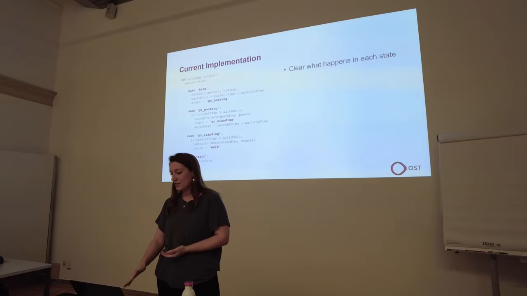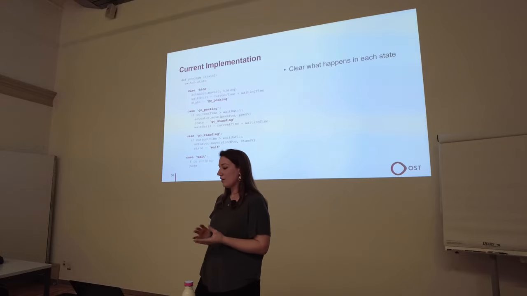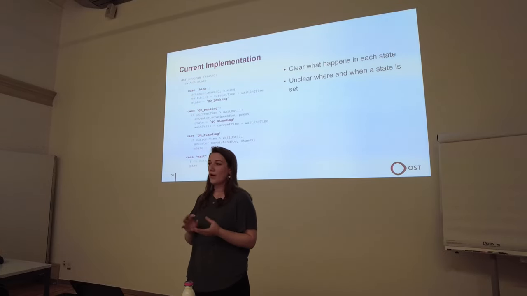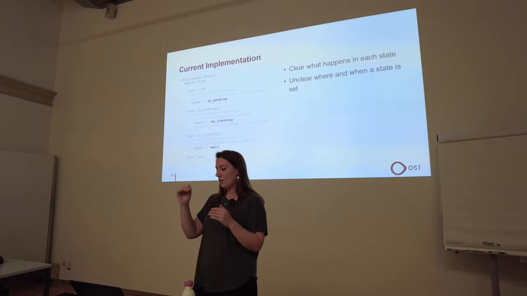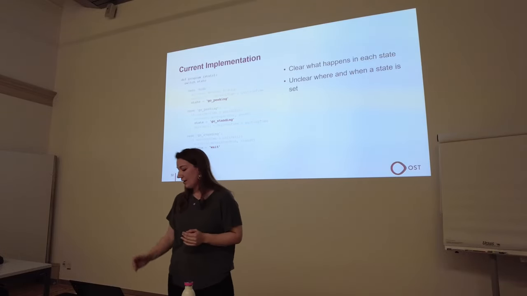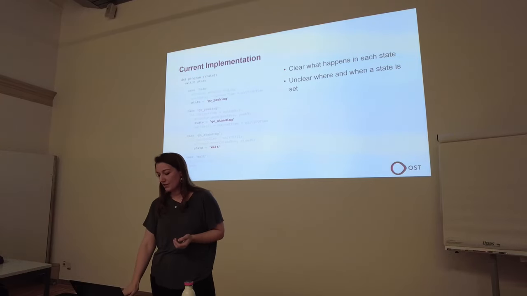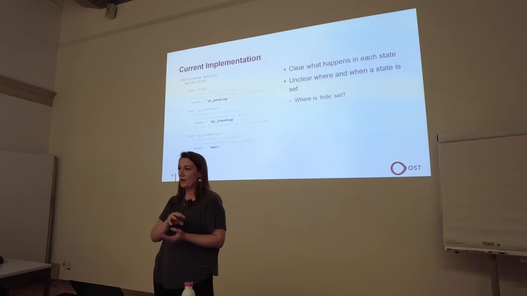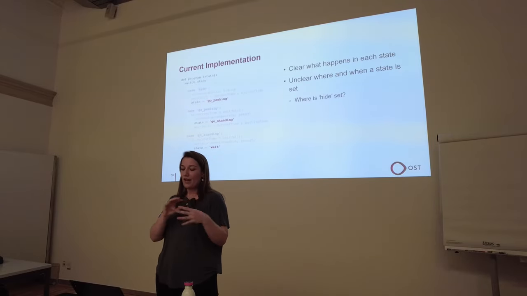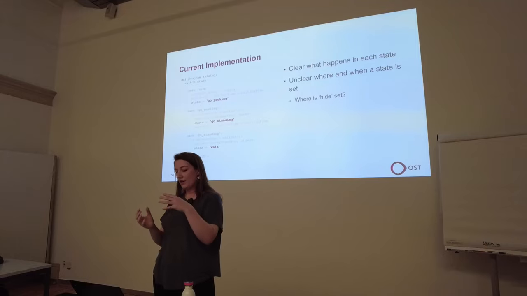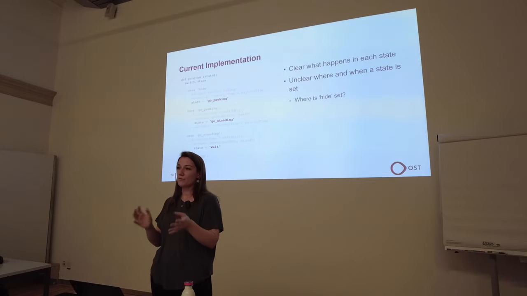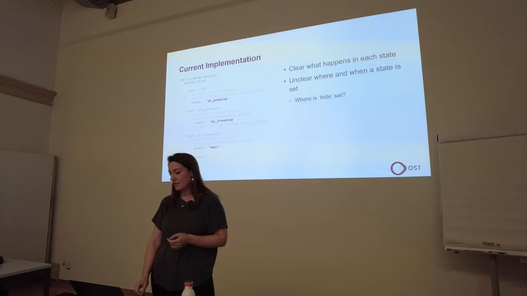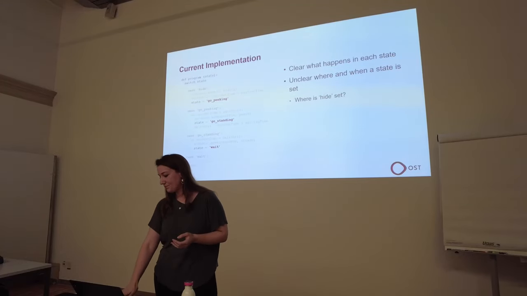So what you can see is it's clear what happens in each state. But what you don't see is where and when the state is set. For example, go peeking is set in the state before, in the switch case statement before. But hide is set outside of this program. So everywhere you have access to the state variable, you can set the state. So if you want to introduce a new step, you have to search all the occurrences of state transitions and make sure that you understand what happens where. And this is really error prone.